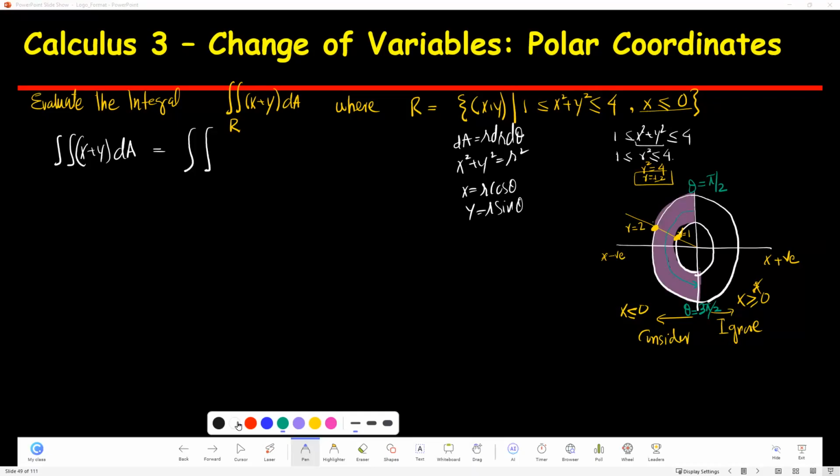Okay, I'm going to come here and write r cos theta plus r sine theta. I just substitute the values, and r dr d theta. Let's put the limits r equals 1, r equals 2, theta equals pi by 2, and theta equals 3 pi by 2.